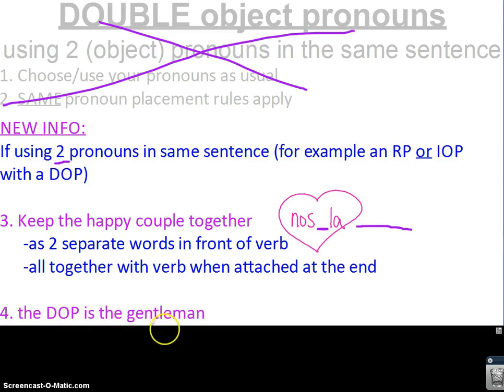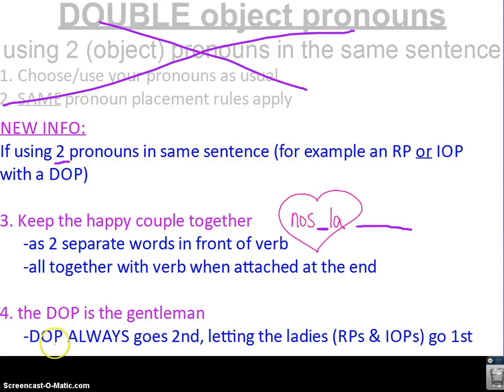The direct object pronoun is the gentleman. What do gentlemen do? Well, they always open the doors for ladies and let them go first. So the DOP is the gentleman, which means that he always goes second, letting the ladies, which are the reflexive pronouns and the indirect object pronouns, go first.